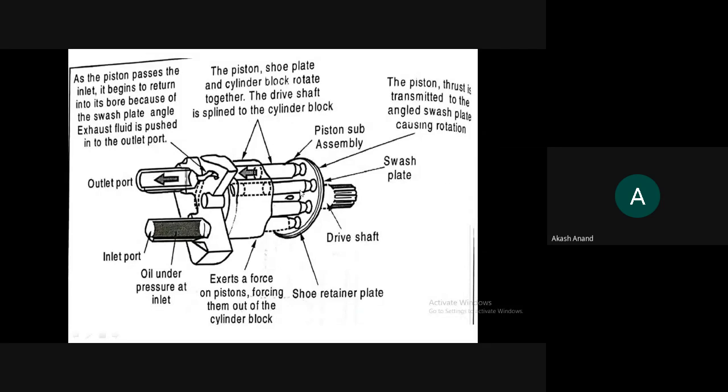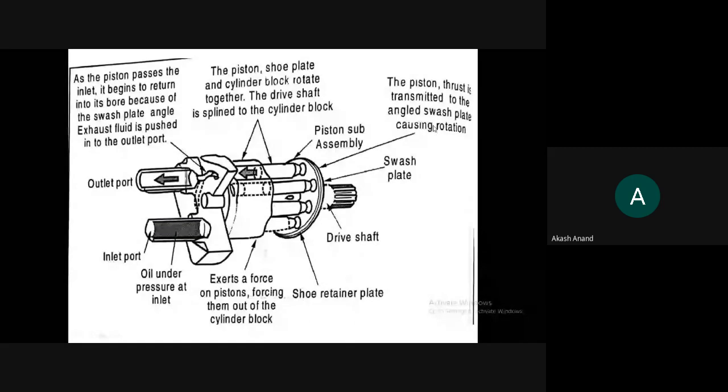So this is the swash plate. By adjusting the angle of the swash plate, there is a drive shaft here and a shoe retainer plate here, and the piston thrust is transmitted to the angled swash plate, causing rotation. The piston is creating a thrust which is transmitted to the angle of the swash plate, causing the rotation. These are the arrangement of pistons inside a piston motor. There are many pistons in the cylinder assembly.